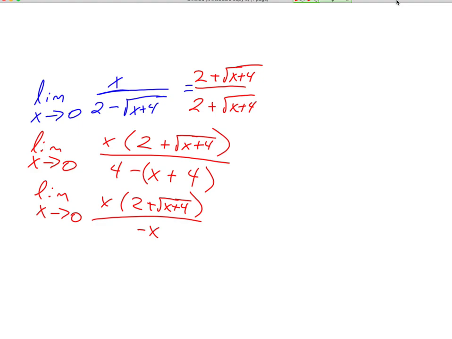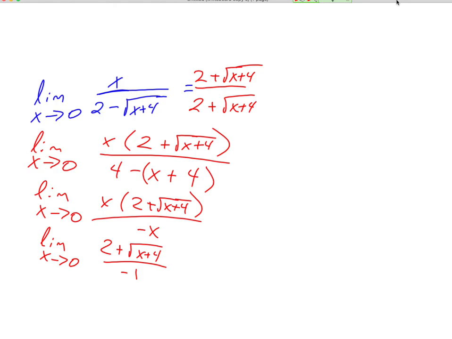Okay, whenever you multiply by the conjugate or whenever you factor, you should have something that can cancel. If you don't, then that means you made a mistake somewhere. So now I can cancel the x's. I have 2 plus the square root of x plus 4 in the numerator, and I have negative 1 in the denominator. If you distribute the negative, you can make it a negative 2 minus the square root of x plus 4.